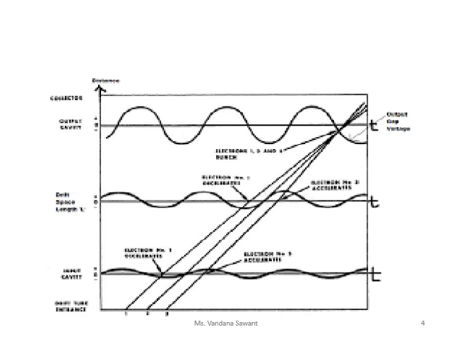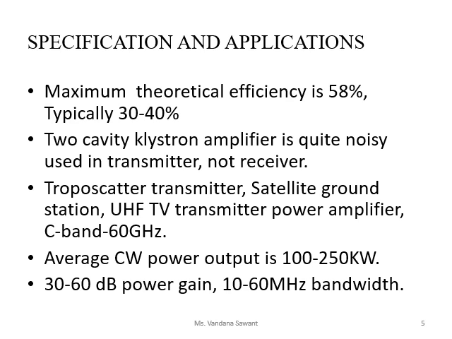Then where are these two cavity klystrons used, or what are the applications of these two cavity klystrons? They can be used for various scientific applications, experimental applications, or industrial applications also. It is having specifications like a maximum theoretical efficiency of 58%. Typically it is 30 to 40%.